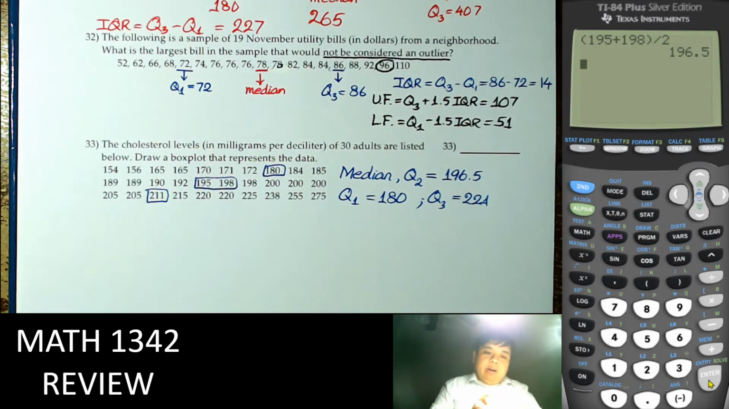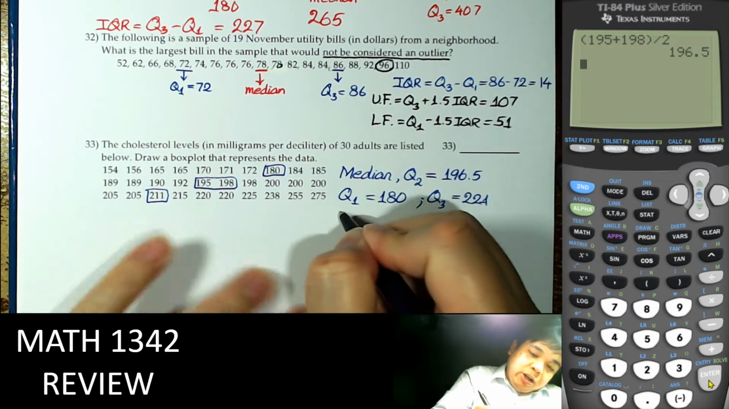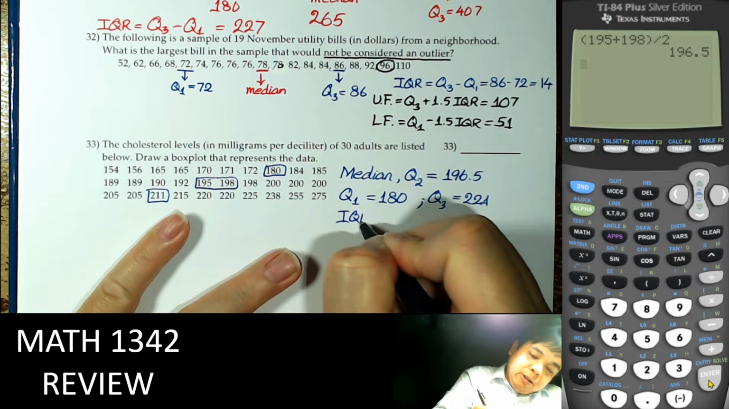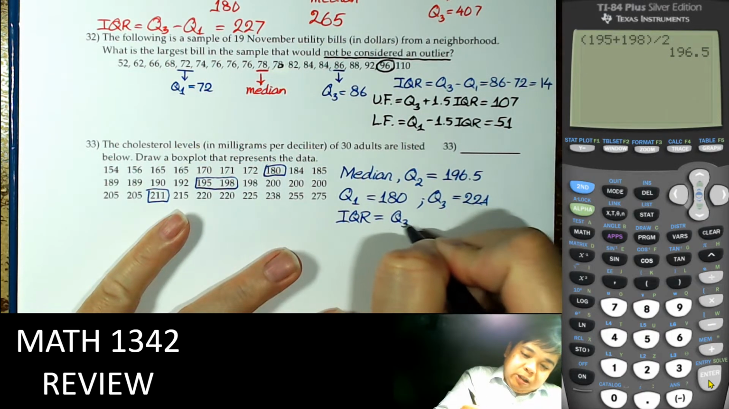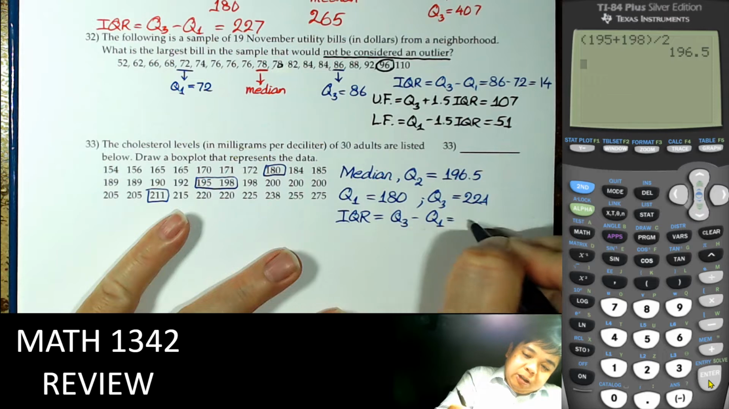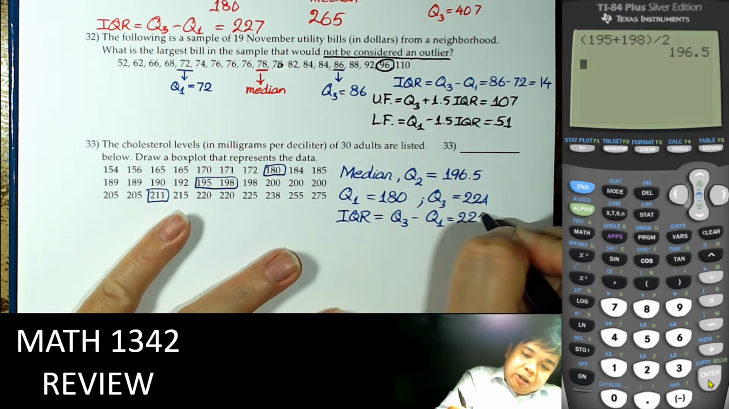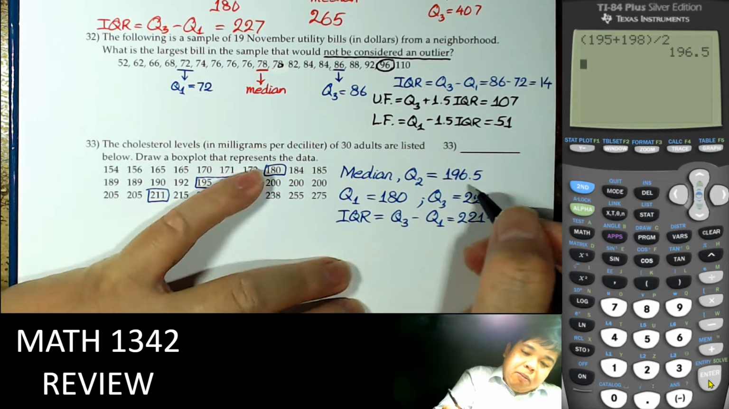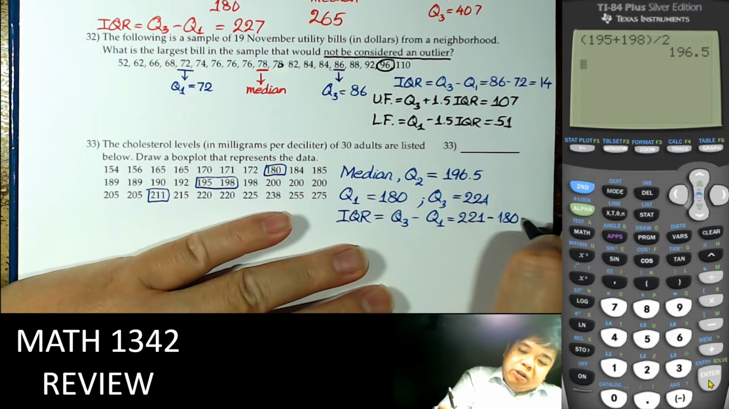And so next we find the interquartile range. Q3 minus Q1, 221 minus 180, that will be 41.